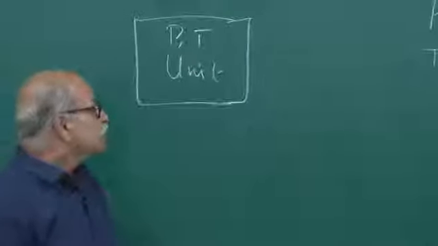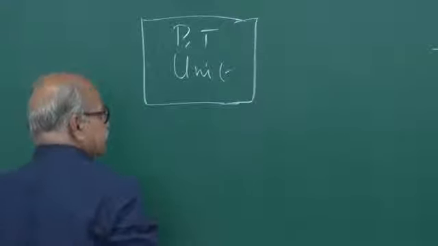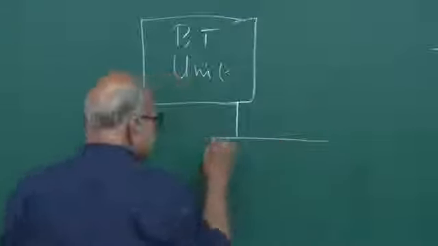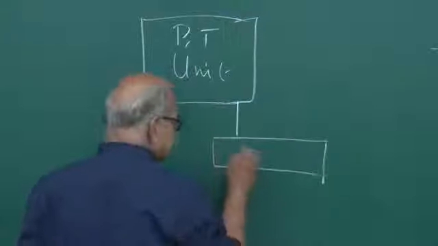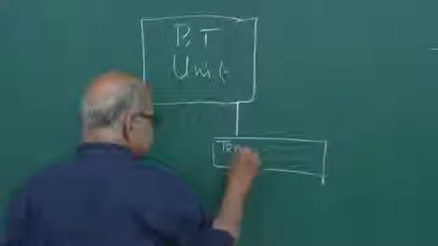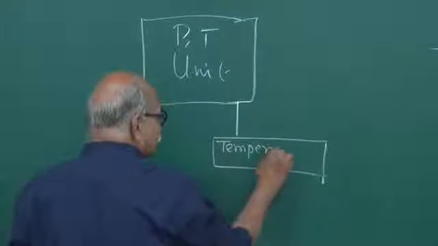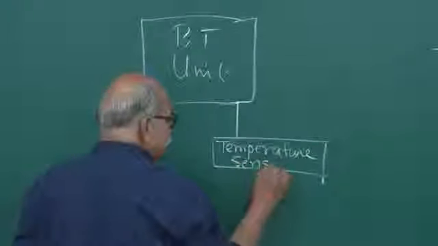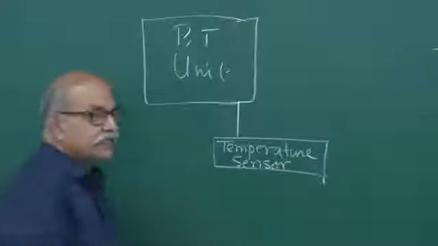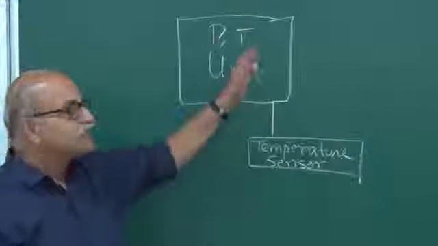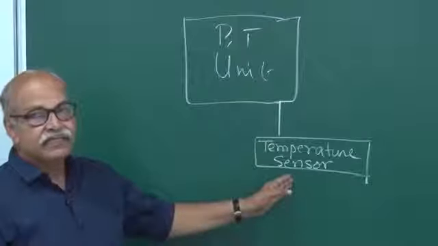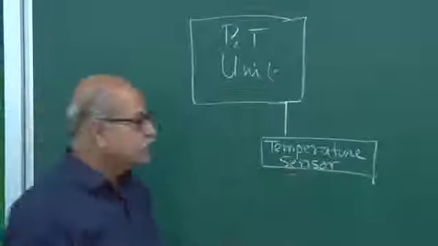Okay. So, what we can do is we can have sensors, we can have a temperature sensor. So, this is another unit, this is say a temperature sensor. What does it do? It creates a voltage corresponding to the temperature. Different temperatures will create different voltages, like a thermocouple.